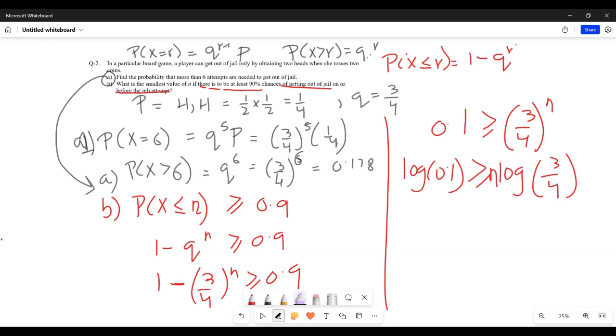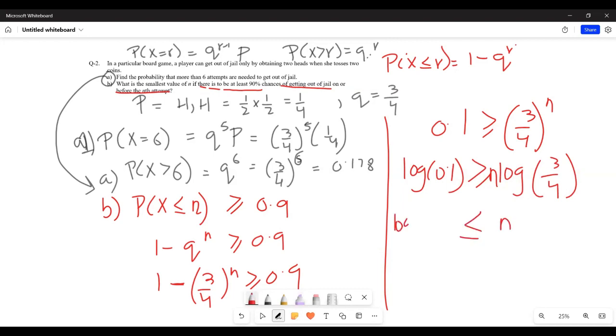So log 3 by 4, I believe, is negative. Yes, because it's smaller than 1. It's going to be some negative value. You can even check it in your calculator. Now, when you divide that on both sides, log 3 by 4, whatever is the answer of that, on both sides, flip the inequality sign.